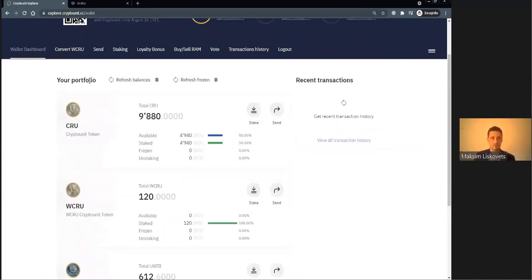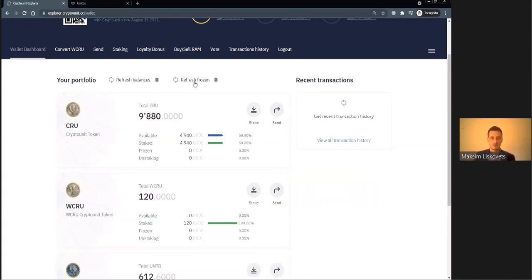At the top, you see your portfolio and two buttons, refresh balances and refresh frozen. What do they mean? Refresh frozen is the button which enables you to refresh your wallet and the number of frozen tokens in your wallet. Please note that sometimes when you do not enter your wallet for a long time, this screen may be gray. Maybe you've noticed this already, and you didn't know what to do, and I will tell you what to do. There is nothing superficial.